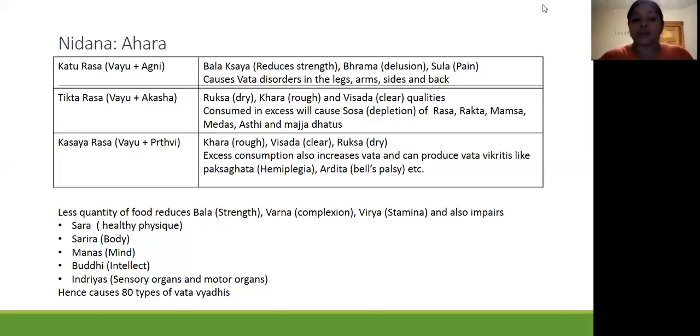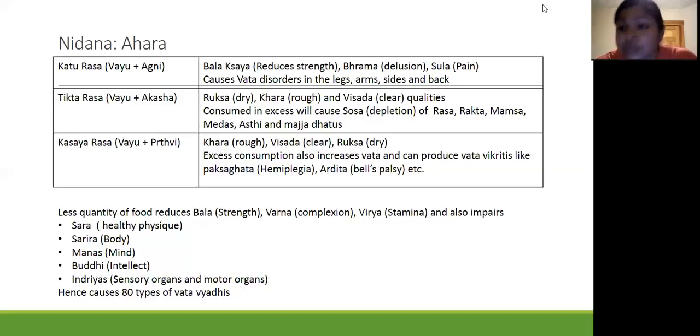It also impairs sara. Sara we know as the essence of particular dhatus, so you can consider that as sort of a healthy physique. It also tends to reduce the actual bulk of the body, or sharira. It reduces the healthy qualities of the mind. So, for instance, you ever notice if somebody's really hungry, they tend to get angry? Or if they are really depleted, they tend to be completely non-compliant. They're not able to concentrate. They're not able to engage in conversation. So lack of proper nourishment will also affect the mind.